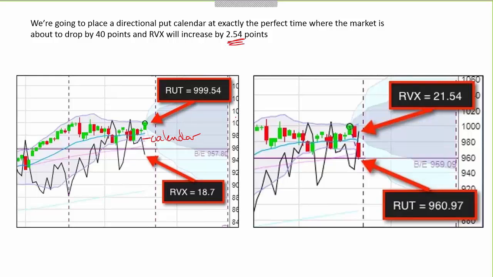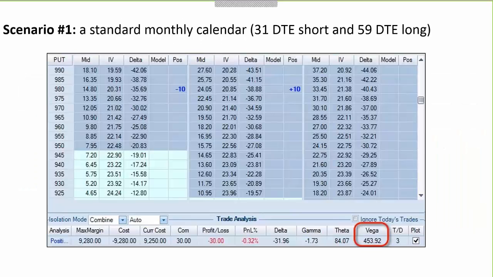All right, so this is the perfect trade, right? So my crystal ball tells me market's going to crash. Fine, I'm going to go in, I'm going to put in a calendar, right? So we're going to look at 2 variations. First variation over here is let's call it a standard calendar, right? Typical 30-60 type of calendar, right? The short is 30, in this case, 31 days out. The long is 59 days out, all right?